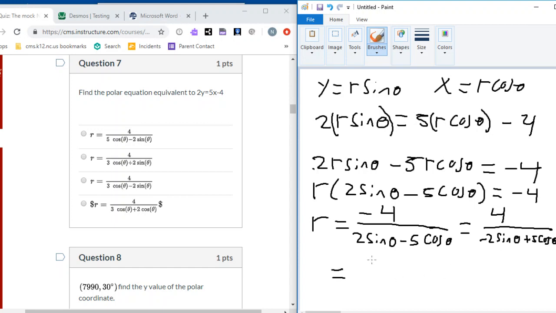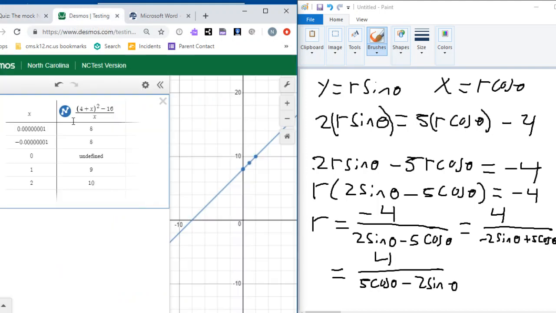So negative 2 sine of theta plus 5 cosine of theta is the same thing as 5 cosine of theta minus 2 sine of theta, giving us 4 over 5 cosine of theta minus 2 sine of theta. That's our correct answer. Now, how do we do this in Desmos? It's very simple. We first plug in a rectangular equation. You guys, once you see this, you're not going to want to do the algebraic method I did. I just type in 2y equals 5x minus 4.